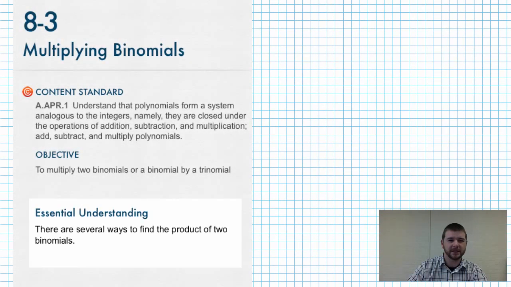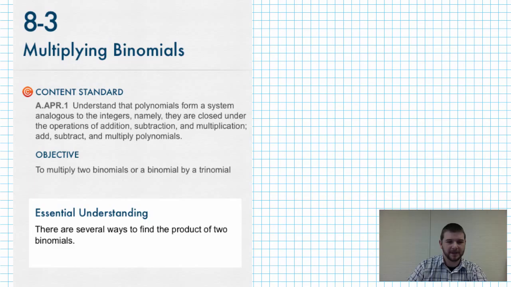And here we go into section 8.3, multiplying binomials. The objective of this section is to multiply two binomials correctly, or a binomial by a trinomial. All right, so we've done some work with adding and subtracting polynomials. Remember that binomials and trinomials are just special cases, special examples of polynomials. Now we're going to move into multiplying them in this section.